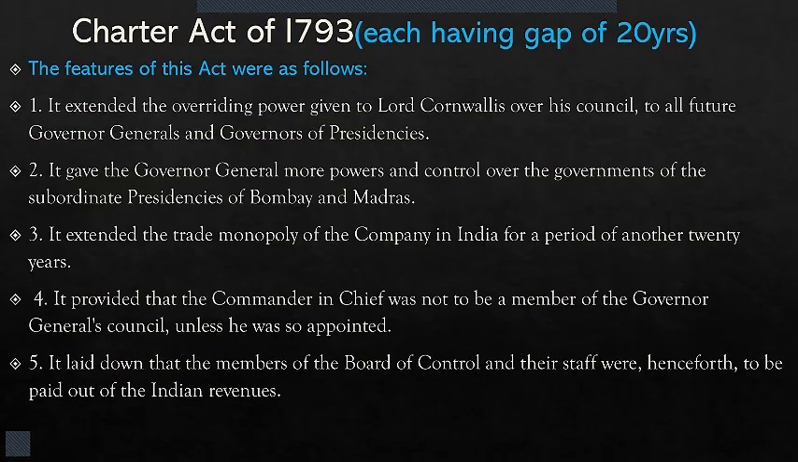Then it laid down that the members of the board of control and their staff were henceforth to be paid out of the Indian revenues. So the members of the board of control and the staff will be paid from the revenues collected from India. From that money only, the board of control and the staff will be paid.